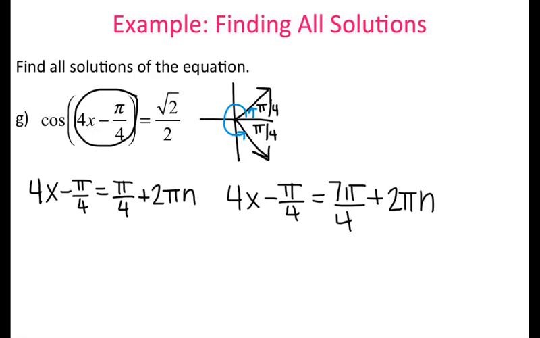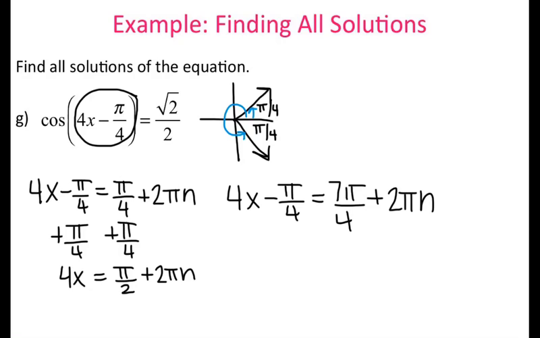Okay, so now I'm going to go ahead and start solving for x. I'm going to add pi over 4 to both sides. That gives me 4x equals pi over 4 plus pi over 4 is 2 pi over 4, or pi over 2, plus 2 pi n. I'm going to do the same thing over here, plus pi over 4, plus pi over 4. That gives me 4x equals 7 pi over 4 plus 1 pi over 4 is 8 pi over 4, or 2 pi plus 2 pi n.